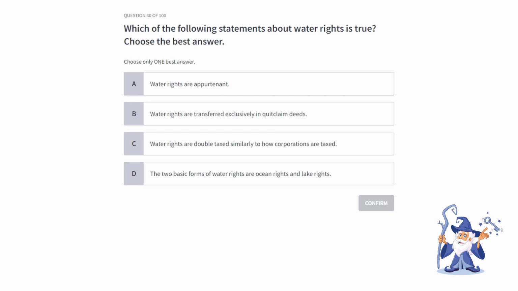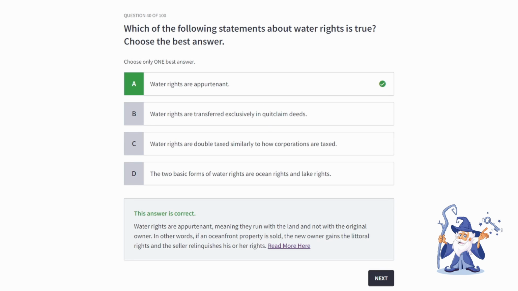Okay, so there's a couple things that when you hear water rights, you should think of. And one of them is that they are appurtenant, which means, do you guys know? Well, it means that it runs with the land and not with the original owner. So, in other words, if an oceanfront property is sold, the new owner gains the littoral rights and the seller relinquishes his or her rights. So, that's super important to understand.